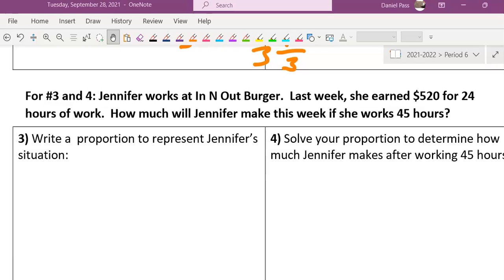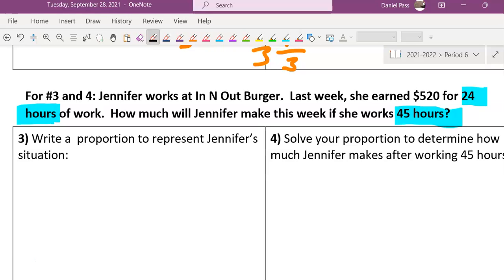Jennifer works at an In-N-Out Burger. Last week she earned $520 for 24 hours. How much will Jennifer make this week if she works 45 hours? Write a proportion to represent the situation. Alright, so what do we want to keep in mind? First we need to see which numbers have the same word after them. So 24 and 45 both have the word hours, so they match with the same unit. That means we can put them both as denominators, or both as numerators. Okay, so what did you write for your proportion?